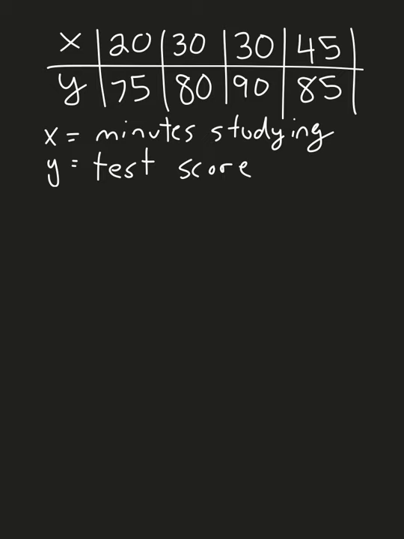So for example, the table at the top here, we have an x variable and a y variable. The x variable represents the minutes studying for a test, and the y variable represents your test score. So theoretically, we would expect some sort of a strong association between how long you study and what your score is. So we'll set up an xy plane, and we're going to have to go ahead and label it.